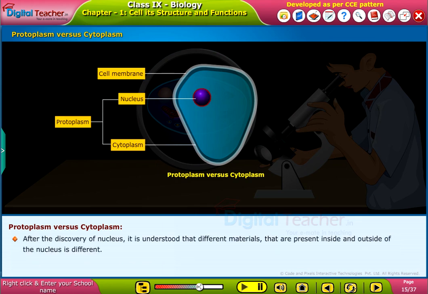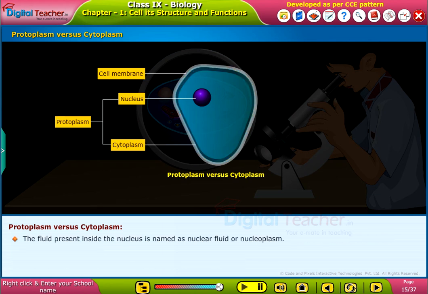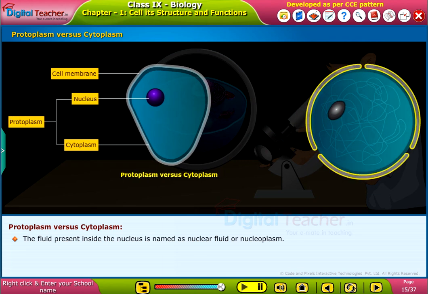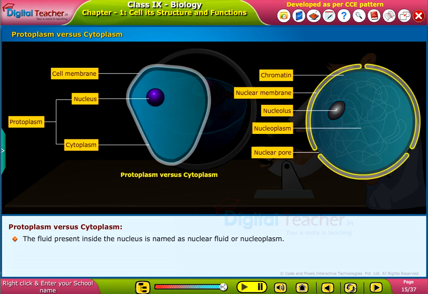After the discovery of nucleus, it is understood that the materials present inside and outside of the nucleus are different. Hence, protoplasm is renamed as cytoplasm, which is a cell fluid. The fluid present inside the nucleus is named as nuclear fluid or nucleoplasm.